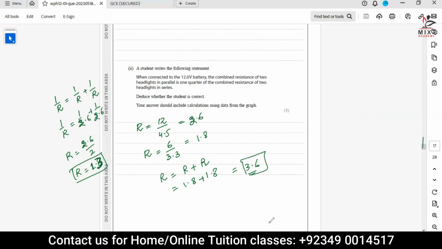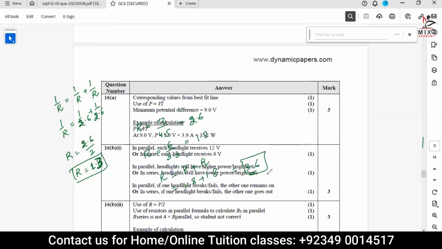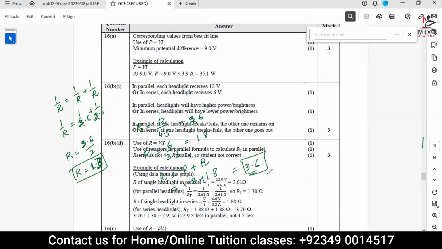Okay, let's see the marking scheme. Have you seen the marking scheme? That is 3.6, 1.3, and the ratio is 2.9. I made some mistake in the calculation, but at the end I got the answer. Have you understood it? Yes. Okay.